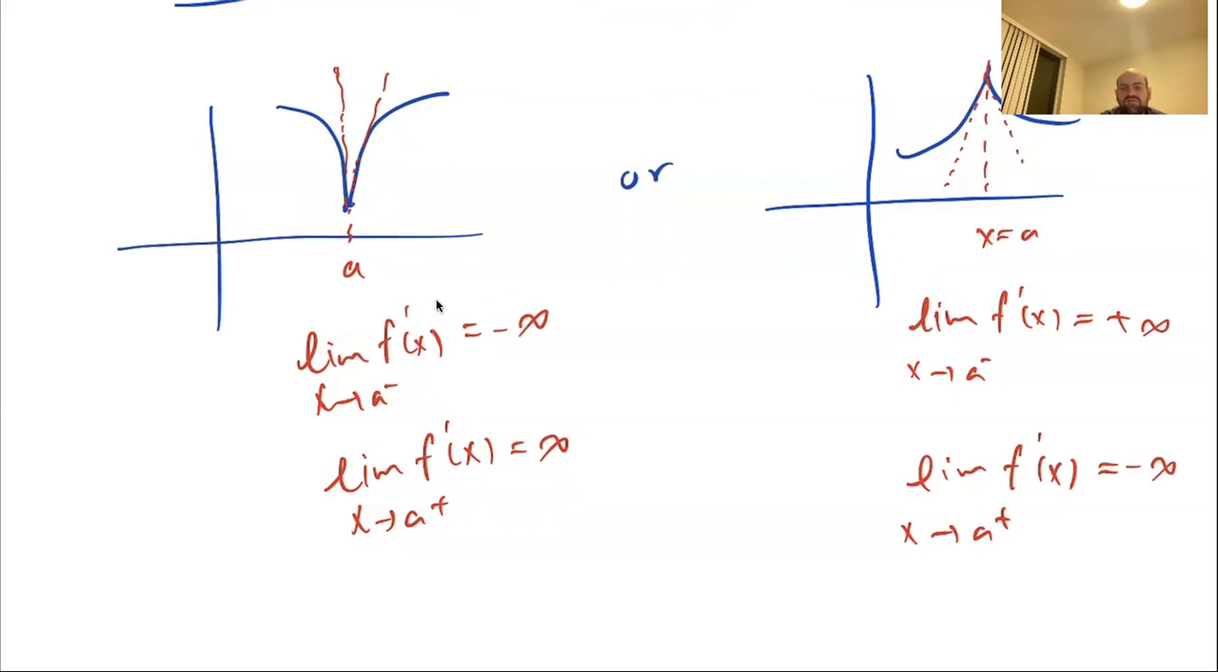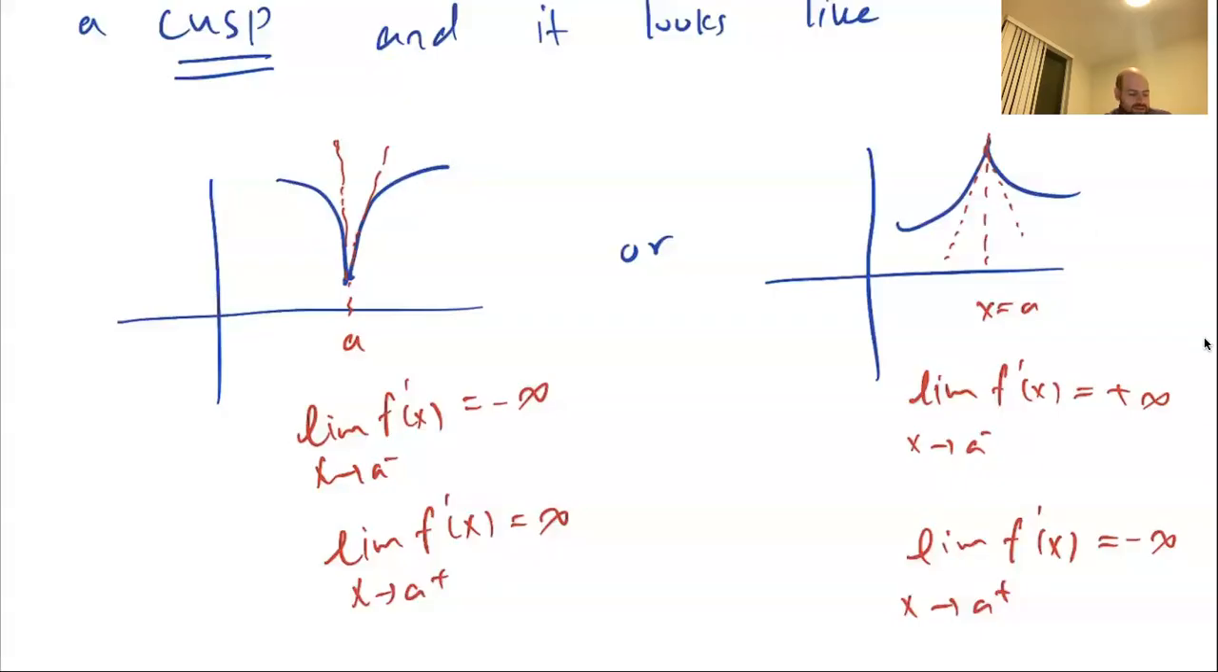So we can have each of these two points called a cusp. The point is called the cusp here. So both of these are called cusp. But for this one, the left limit of the derivative is minus infinity, the right limit is infinity. For this one, the left limit of the derivative is infinity, the right limit is minus infinity.